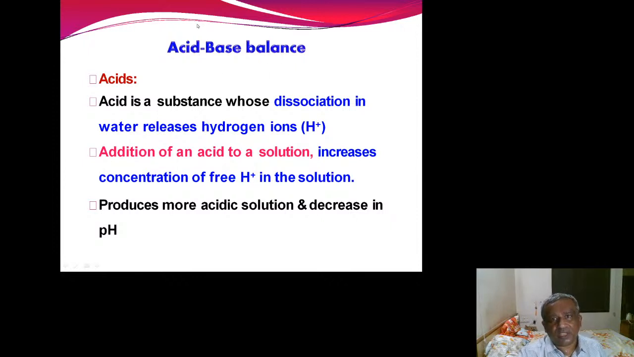First, we will discuss the acid-base balance, how the beautiful acid-base equilibrium is maintained in our body. An acid is a substance whose dissociation in water releases hydrogen ions. Whenever something dissociates and you get H plus, it is an acid. Addition of acid into a solution increases the concentration of free hydrogen ions and produces a more acidic solution. When the solution is more acidic, there is a fall in the pH. We all know acidic solutions have low pH, and alkaline solutions have high pH.